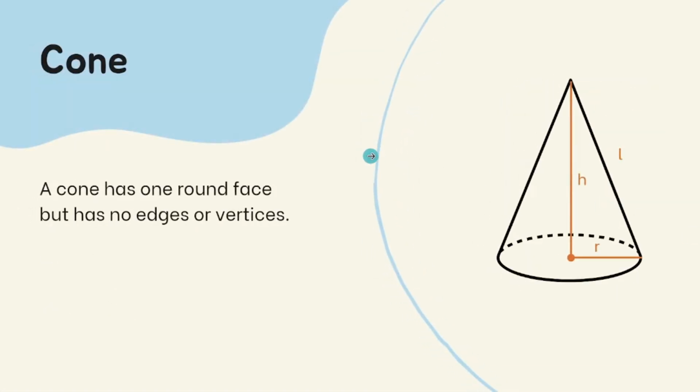Now, the next shape is the cone. What is a cone? A cone has one rounded face, and it does not have any edges or vertices. You can see here, there is a length from this top part to the base, which is known as the height. And you can also see this edge distance, which is known as L and also termed the slant height. And this part is known as the radius.